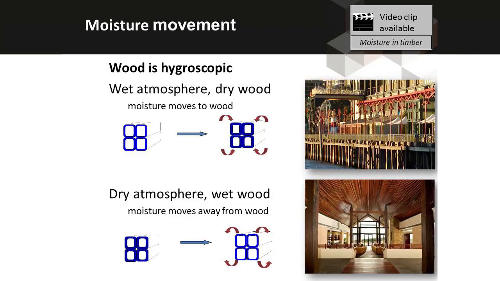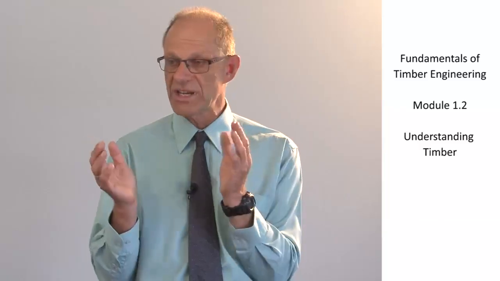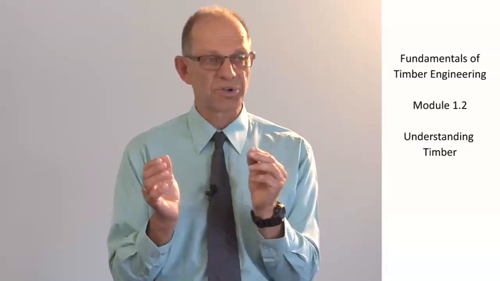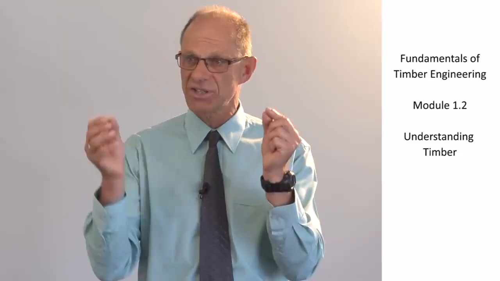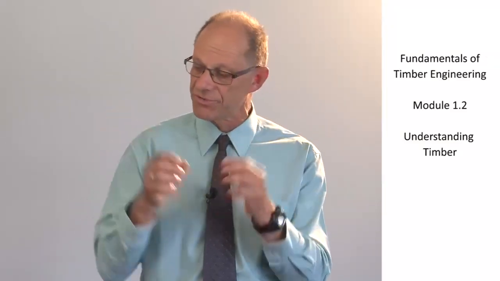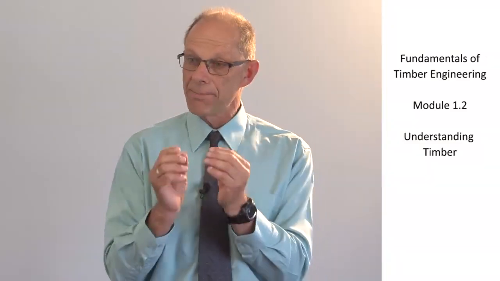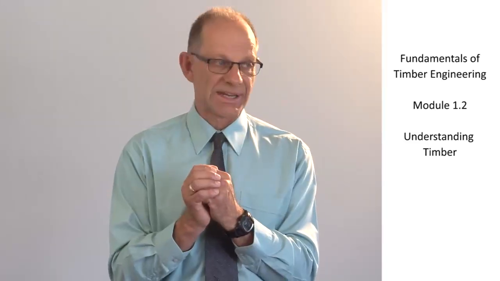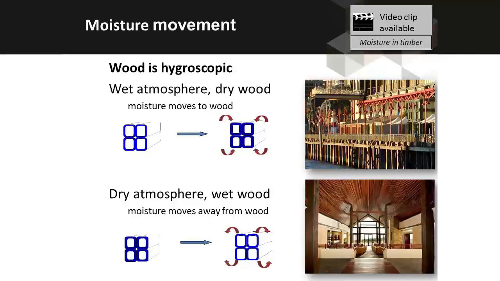Wood is hygroscopic. It soaks up moisture from the atmosphere. If we take dried wood and put it in a moist atmosphere, it actually pulls moisture out of the atmosphere into the cells and plumps up the cell walls a little bit extra. On the other hand, if we take moist wood and put it into a dry atmosphere, it will give off moisture into the atmosphere, and that will cause each of the cell walls to become a bit thinner.